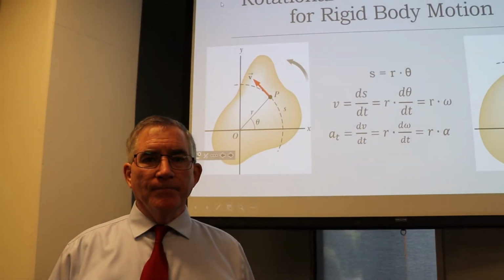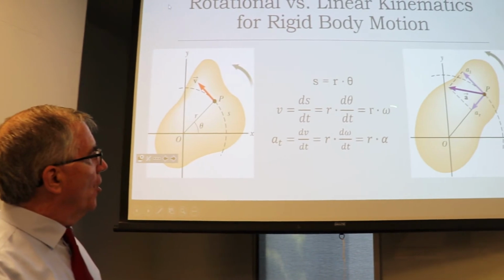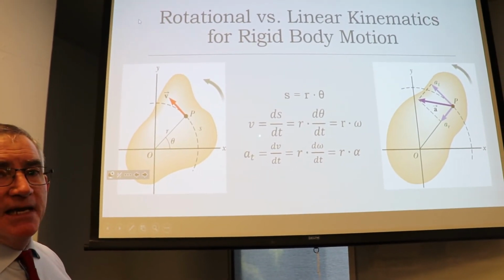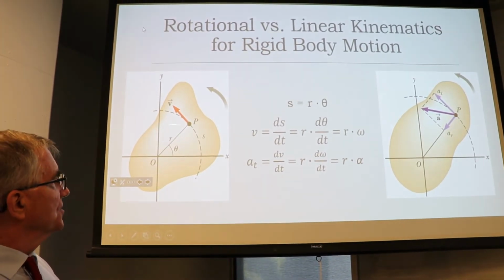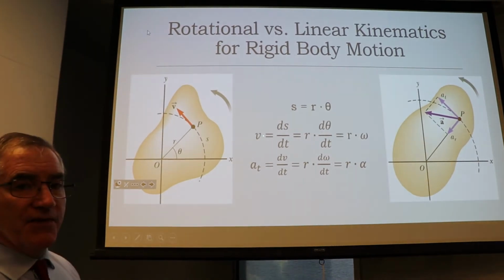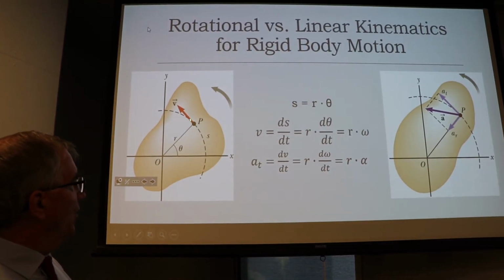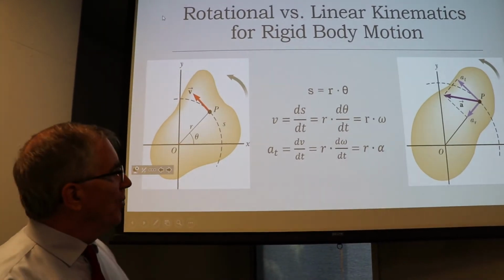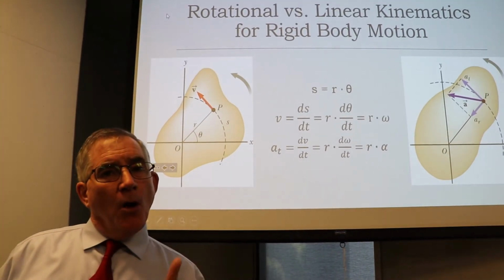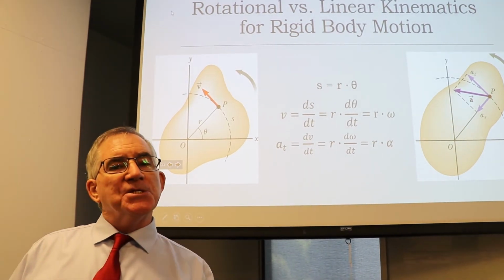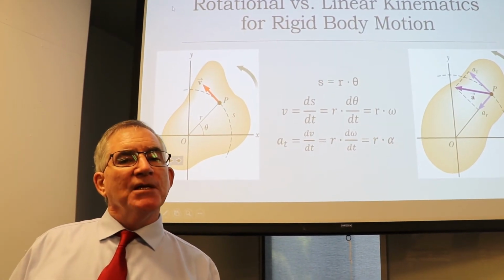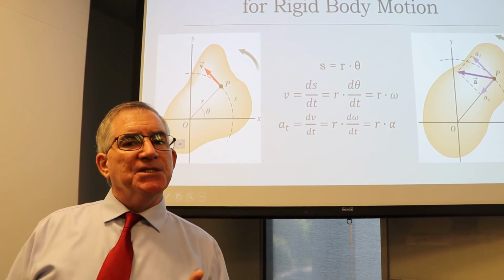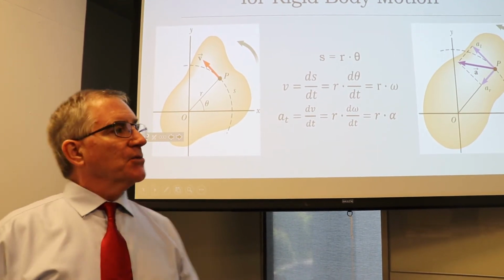Okay. Notice, if you know omega, you can get the speed by multiplying by r. It'll tell you how fast it's going at different points on the object. If you want to know the acceleration at a point on the object, you take the angular acceleration and you multiply by r. Because remember, omega and alpha are the same for all the points that are rotating, because it's a rigid body.